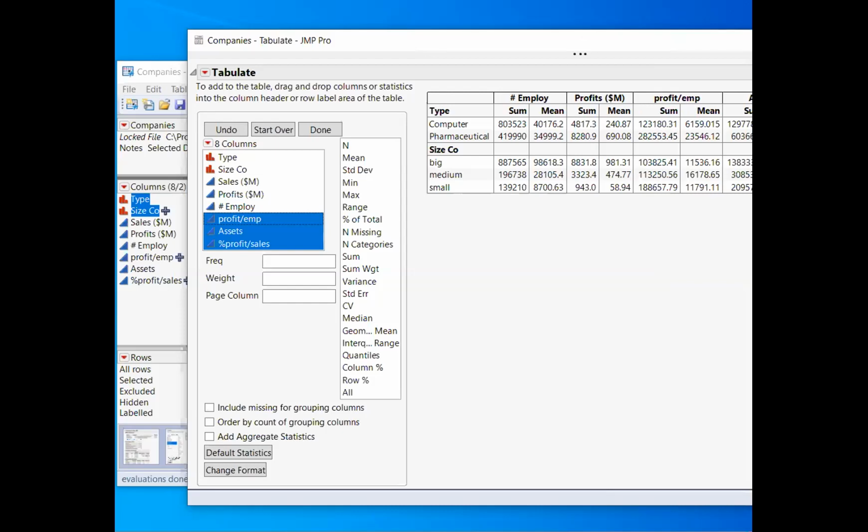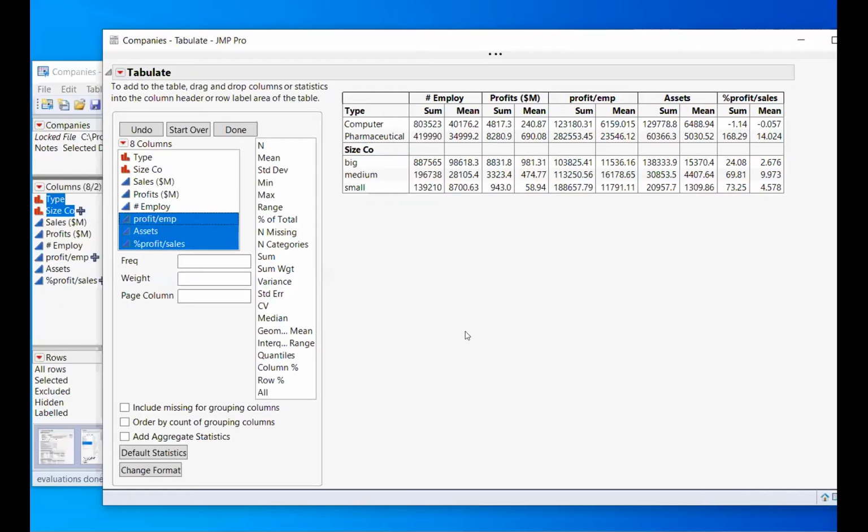Perfectly works. It's nice. Okay, so you have all this information. But why do we run a tabulate? Why do we run a tabulate analysis?